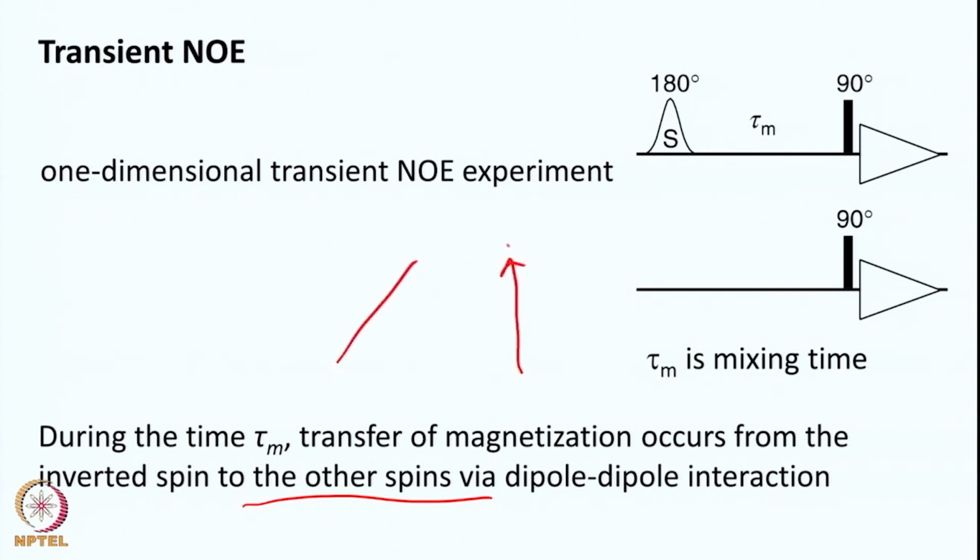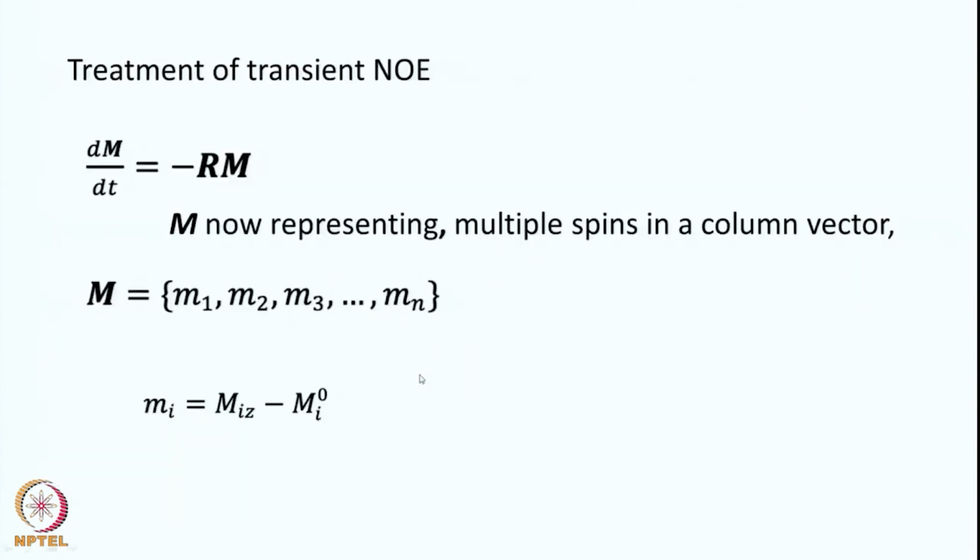We have 2 spins, spin S and spin I. We apply a 180-degree pulse and then we wait, and during this time, by dipolar coupling, the spin mixing is happening. So, we can do the same analysis of the change of magnetization of spin with respect to time, and that will be given by this master equation.